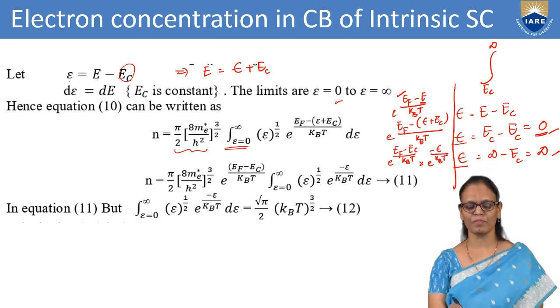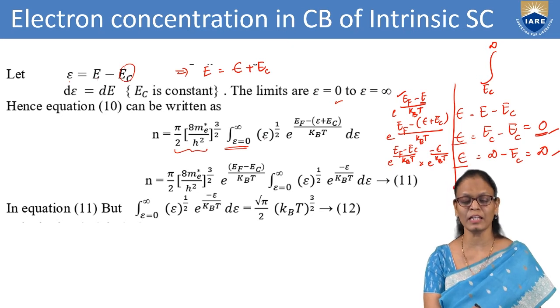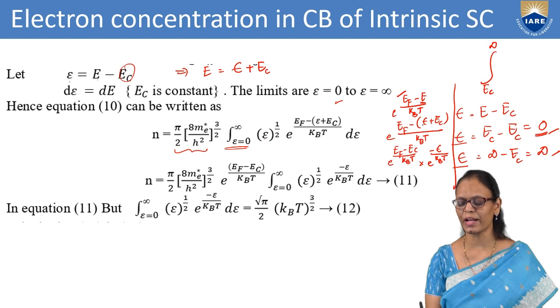Are you able to understand? With the substitution we have taken, E minus EC is equal to epsilon. I am going to substitute here in the case of Dirac function. So E power EF minus E by kBt. For E I have substituted epsilon plus EC. So EC is a constant, EF is a constant. So I have put it separately. EF minus EC by kBt into E power minus epsilon by kBt. Now this also I can bring it outside the integral.